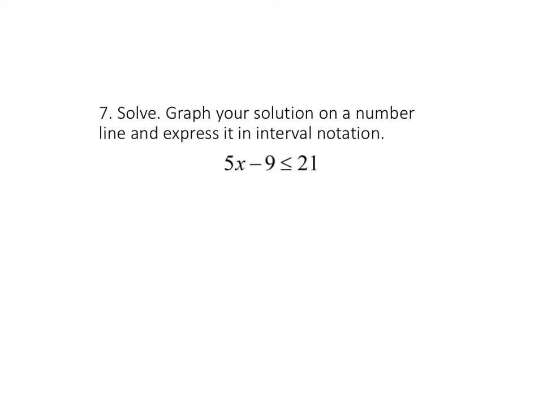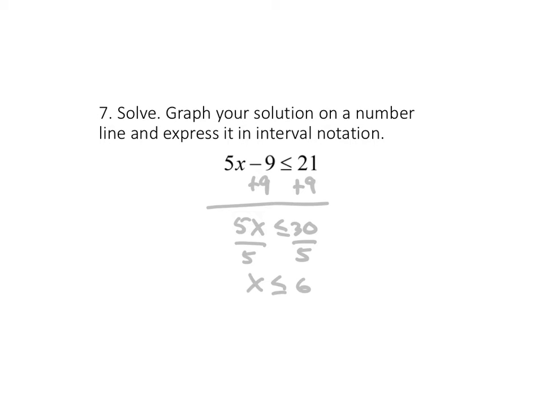Here we have a linear inequality, and we solve these just like linear equations unless we have to multiply or divide both sides by a negative number. Begin by isolating the variable term, add 9 on both sides. We get 5x is less than or equal to 30, and I'm going to divide both sides by positive 5 so I don't have to change the direction of the sign. I'm left with x is less than or equal to 6.